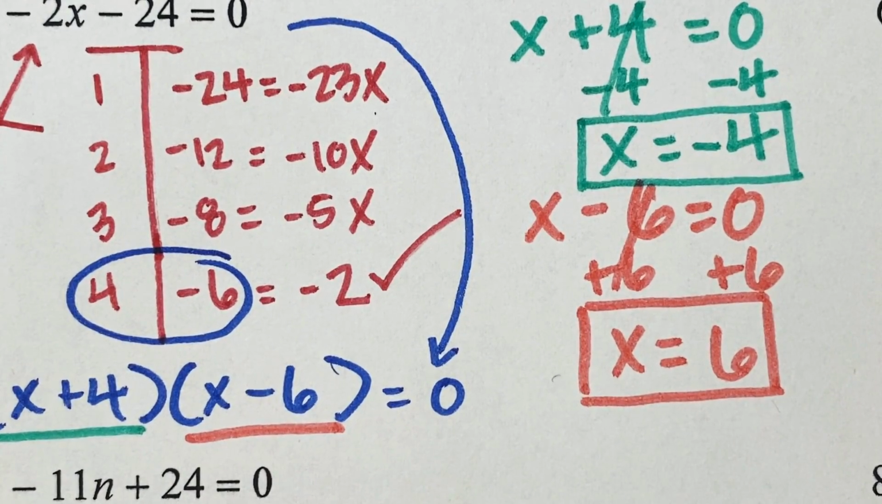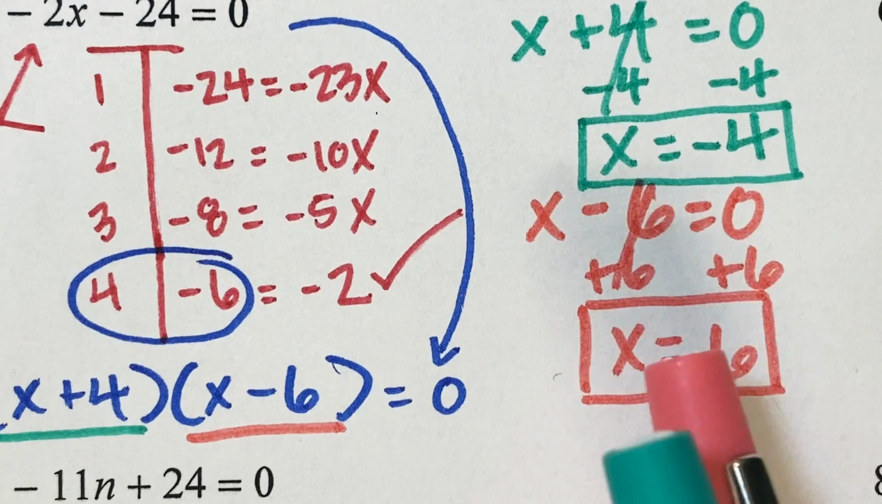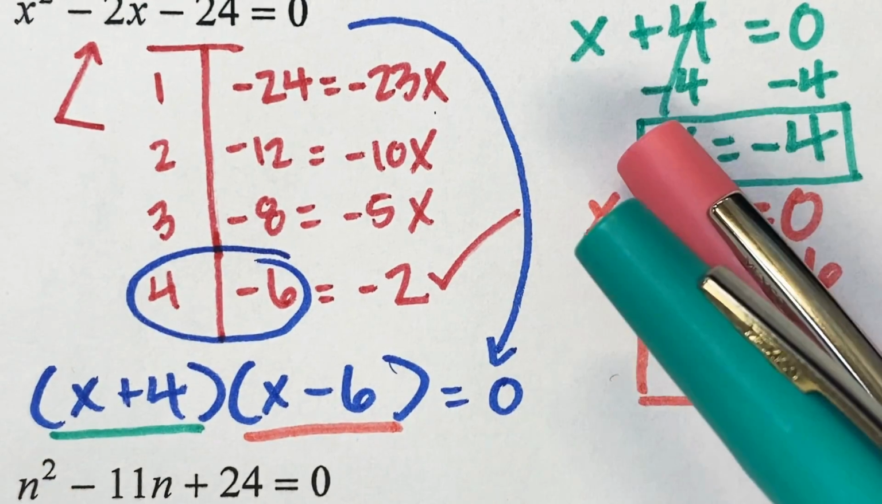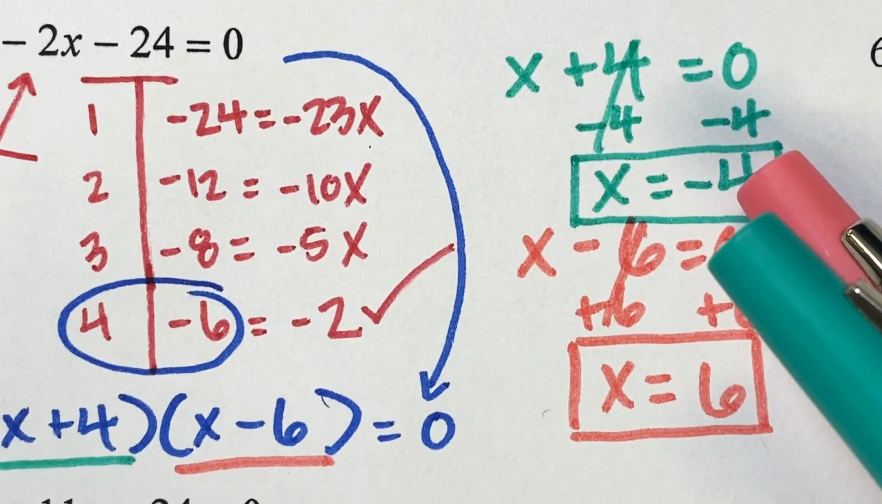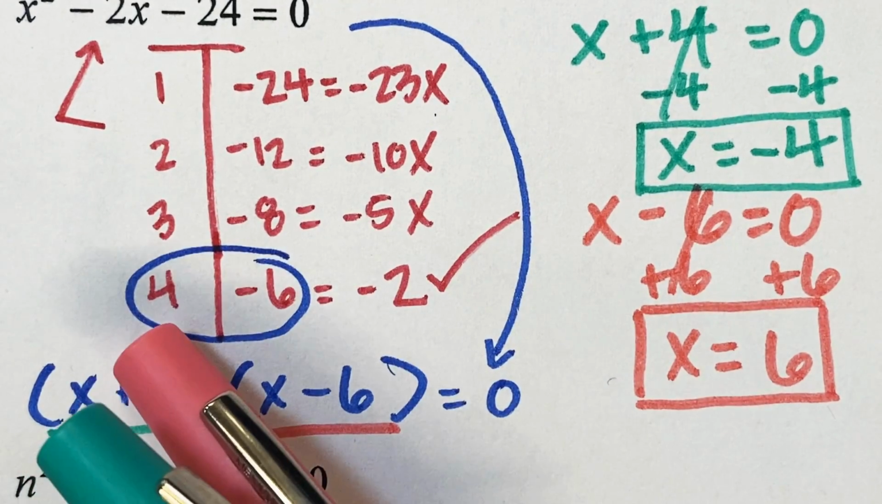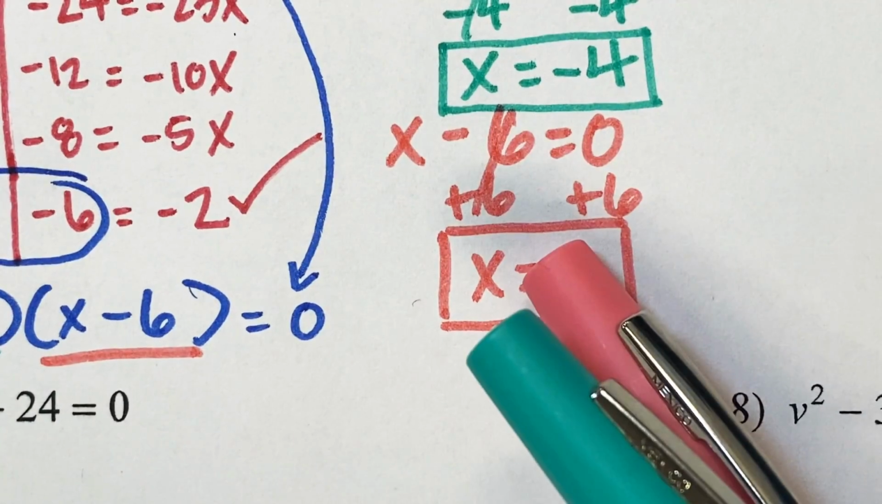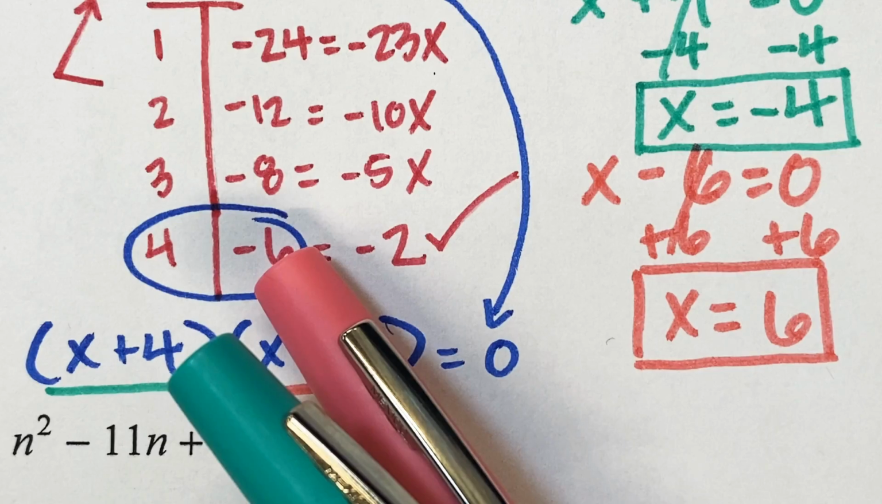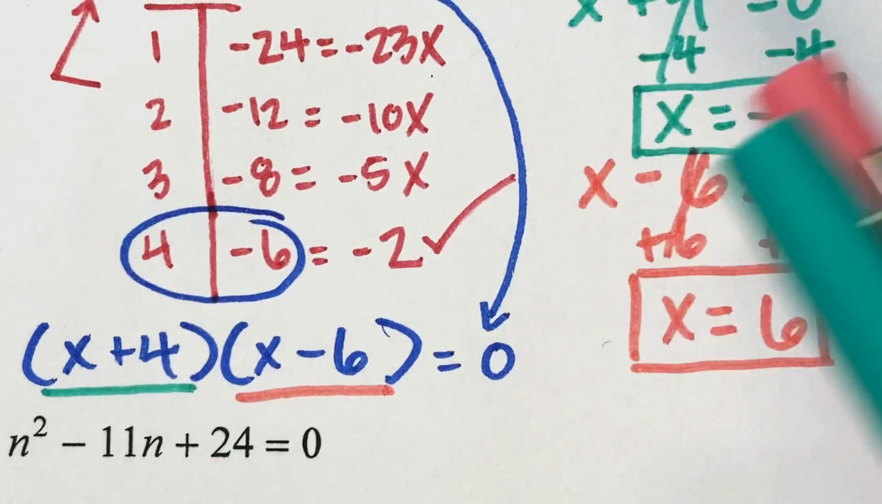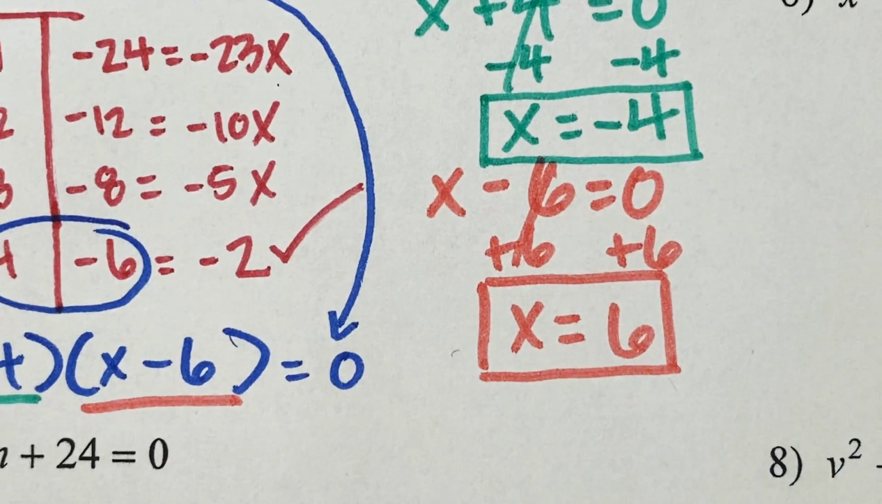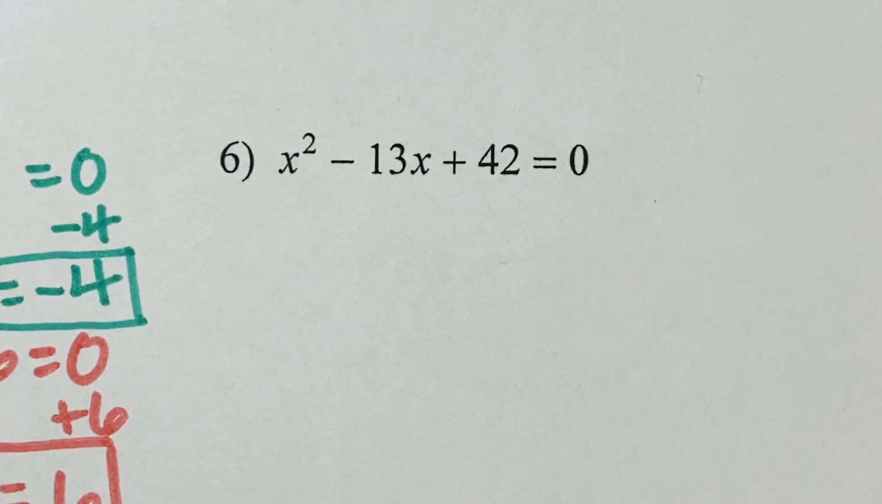Okay, so literally our only other step was to solve it. But here's a little hint. Isn't negative 4 just the opposite of positive 4? Isn't positive 6 just the opposite of negative 6? Okay, just take these guys and do their opposites.